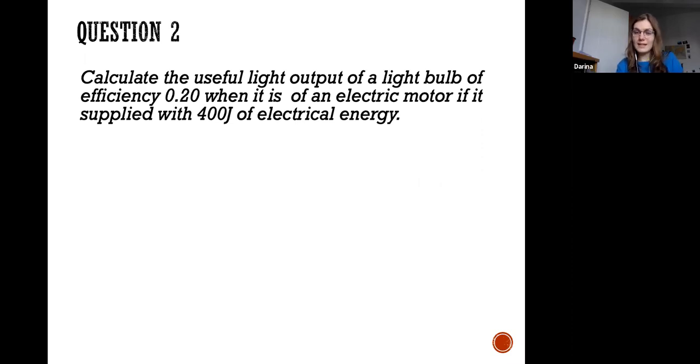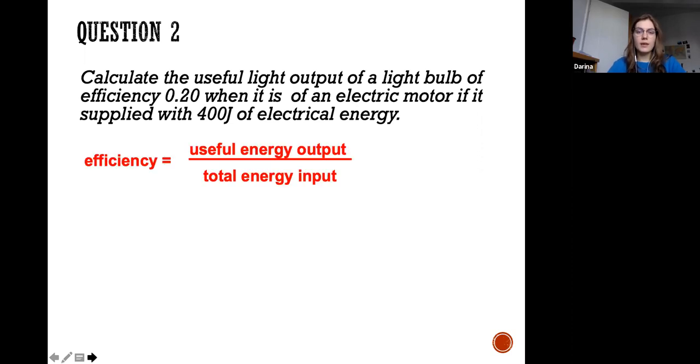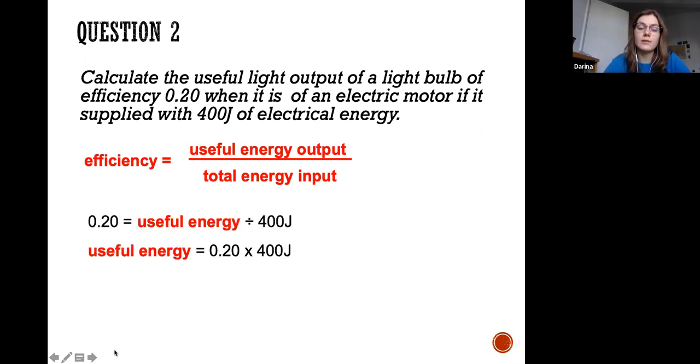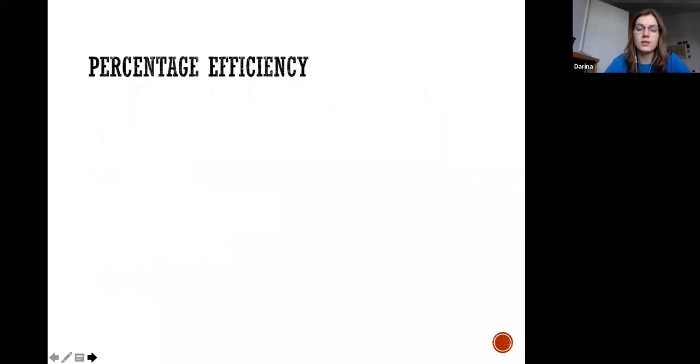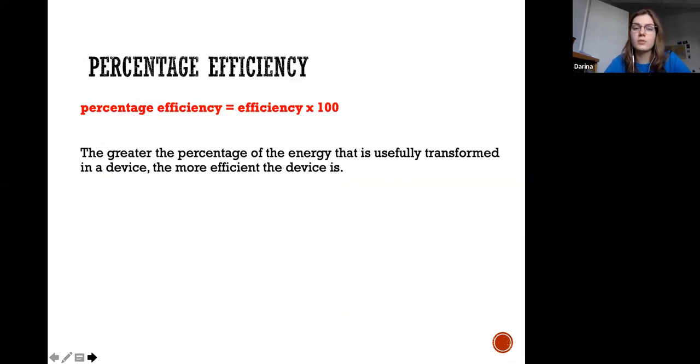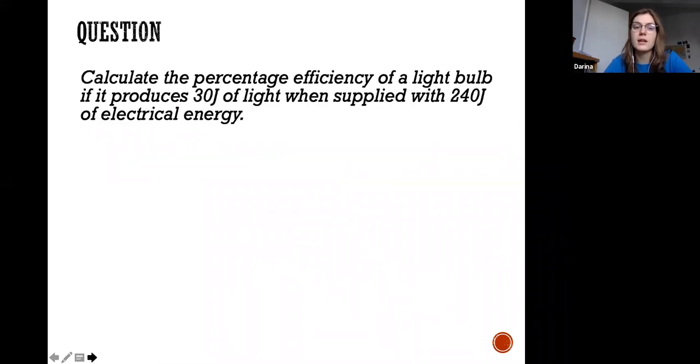And well done. Yes, it is 80 joules. So if we put everything into the equation, we rearrange to get the total energy input times the efficiency. So we do 0.2 times 400, and that will give us an answer of 80 joules. Perfect. So we've already talked about percentage efficiency. That's just times by 100 at the end. Again, in this one, could you give it to me specifically in percent, please?